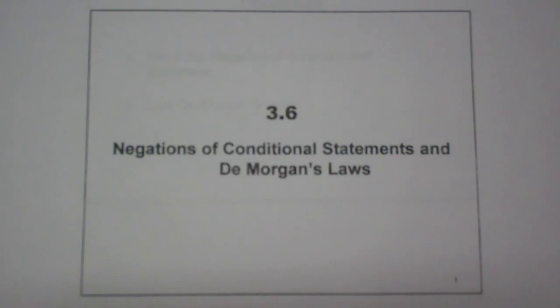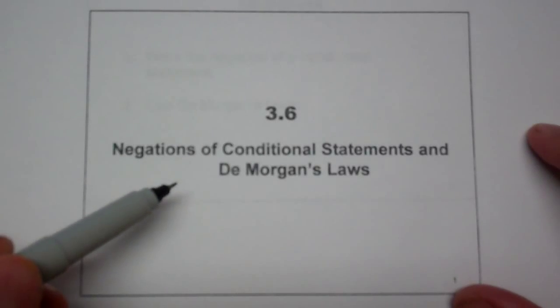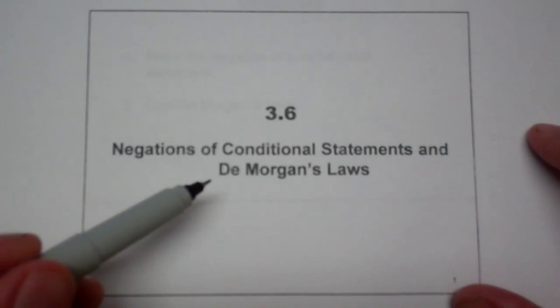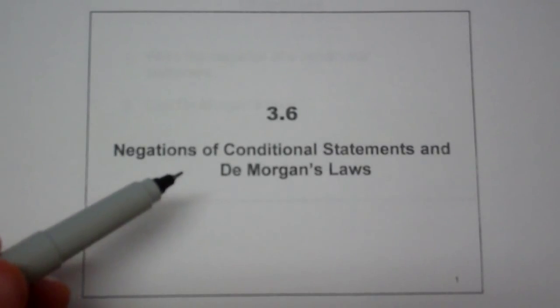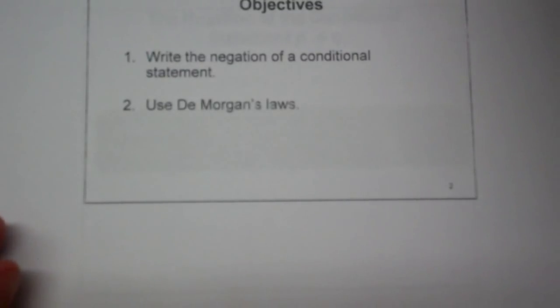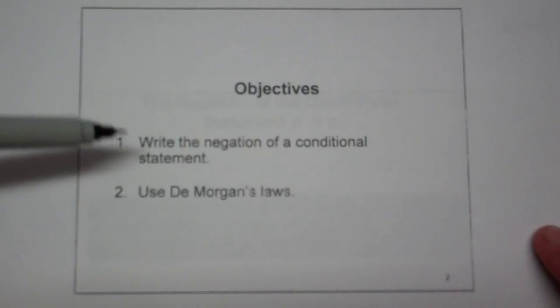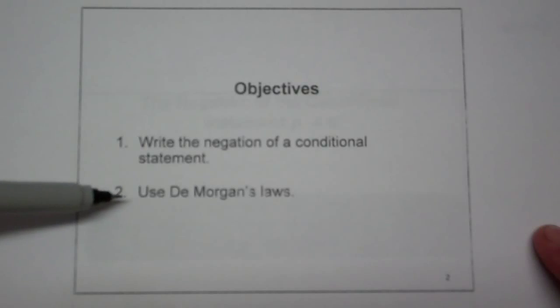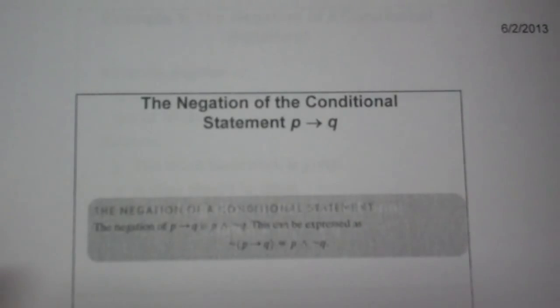So today we're going to do 3.6 from Blitzer's college mathematics books. We want to talk about negations of conditional statements and how that relates to DeMorgan's Law. Okay, so of course we always want to start with our objectives. We're going to write the negation of a conditional statement. That'll be our first example. Then we're going to define and then use DeMorgan's laws in a couple of examples.